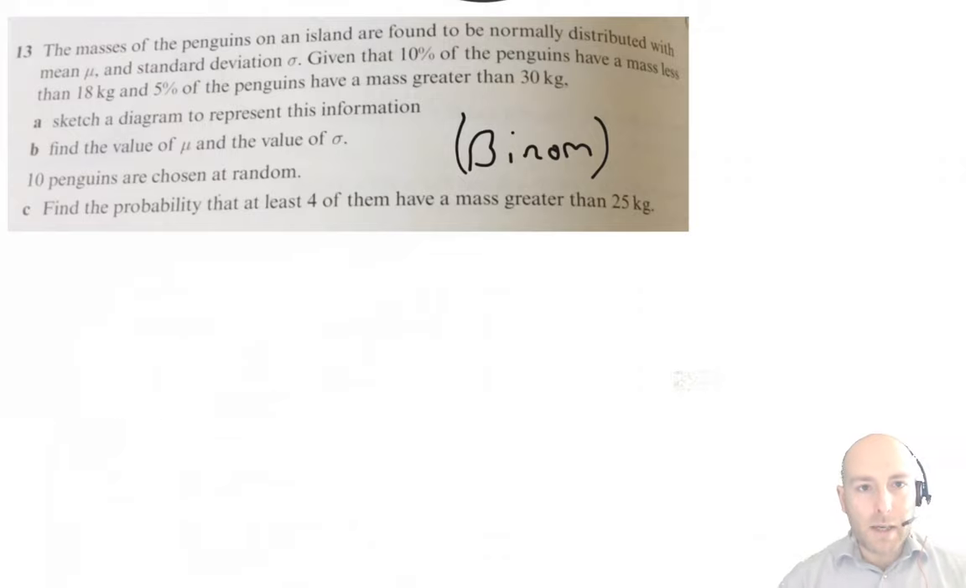So, masses of penguins on an island are normally distributed, mean mu, variance sigma squared. So straight away, you know, I'm going to have to find mu and sigma. Given 10% have a mass less than 18 and 5% have a mass greater than 30, sketch a diagram, find mu, find sigma. And then part C is a binomial question based on the probability you've done in parts A and B. It's probably worth a few marks. I will give you guys 5 minutes, and that should leave us just with enough time to go over this. Comment if you need help though while you're doing this.